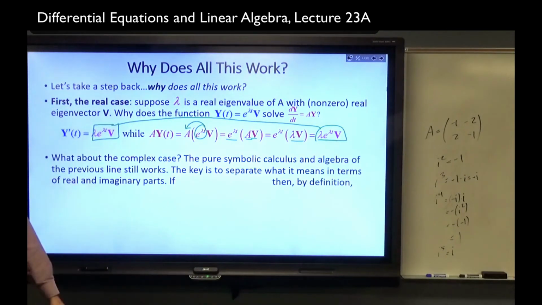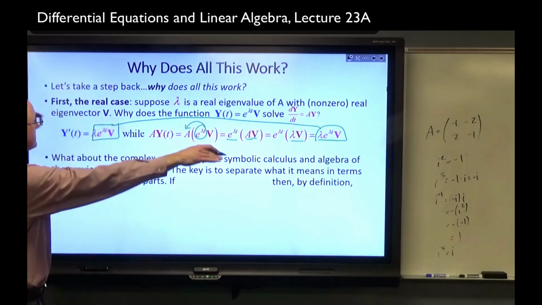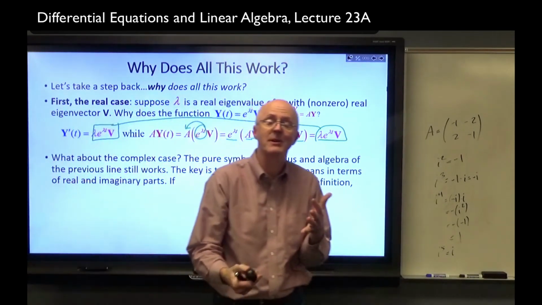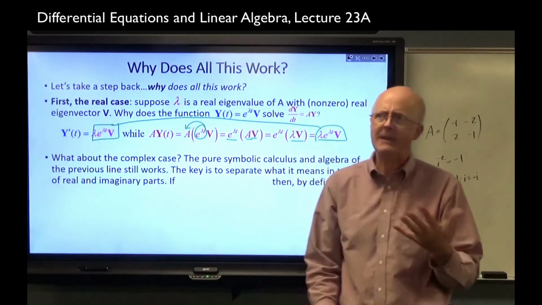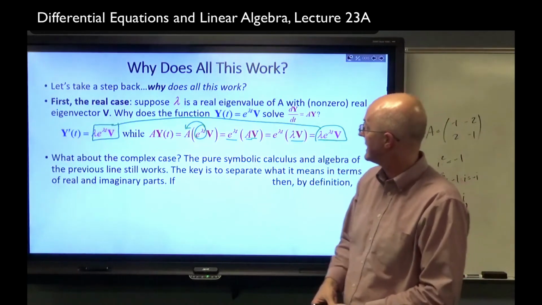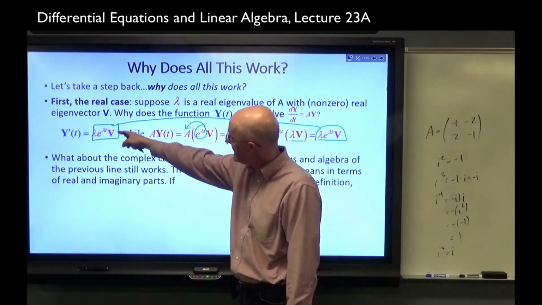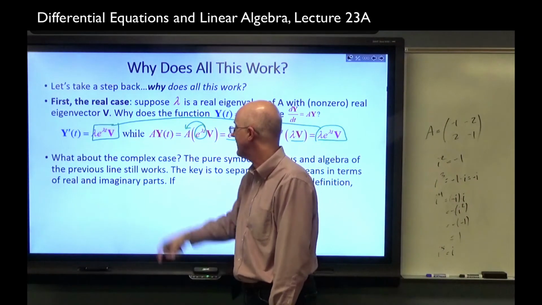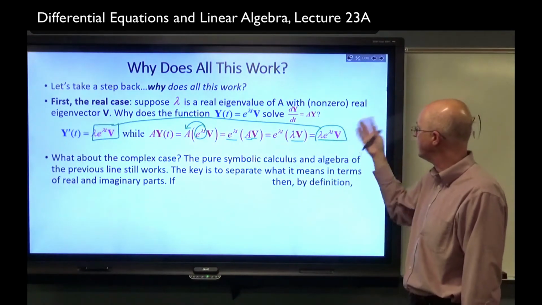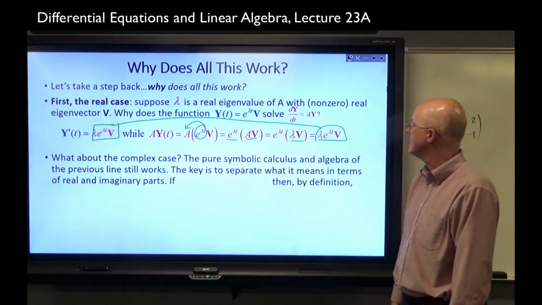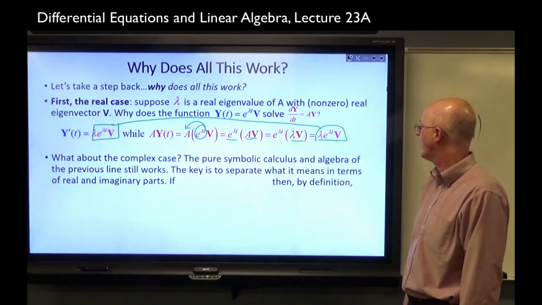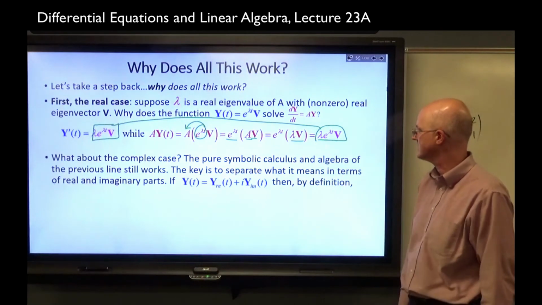But what about the complex case? These purely symbolic calculations here still work because, again, the complex number system is a field. And because of how we define derivatives of complex functions and complex functions times vectors, I can still differentiate like this, even when lambda is a complex number and v is a complex eigenvector. And I can still multiply them by the matrix this way. The properties still work. But there's still one more key property. We need to separate what it means in terms of real and imaginary parts.